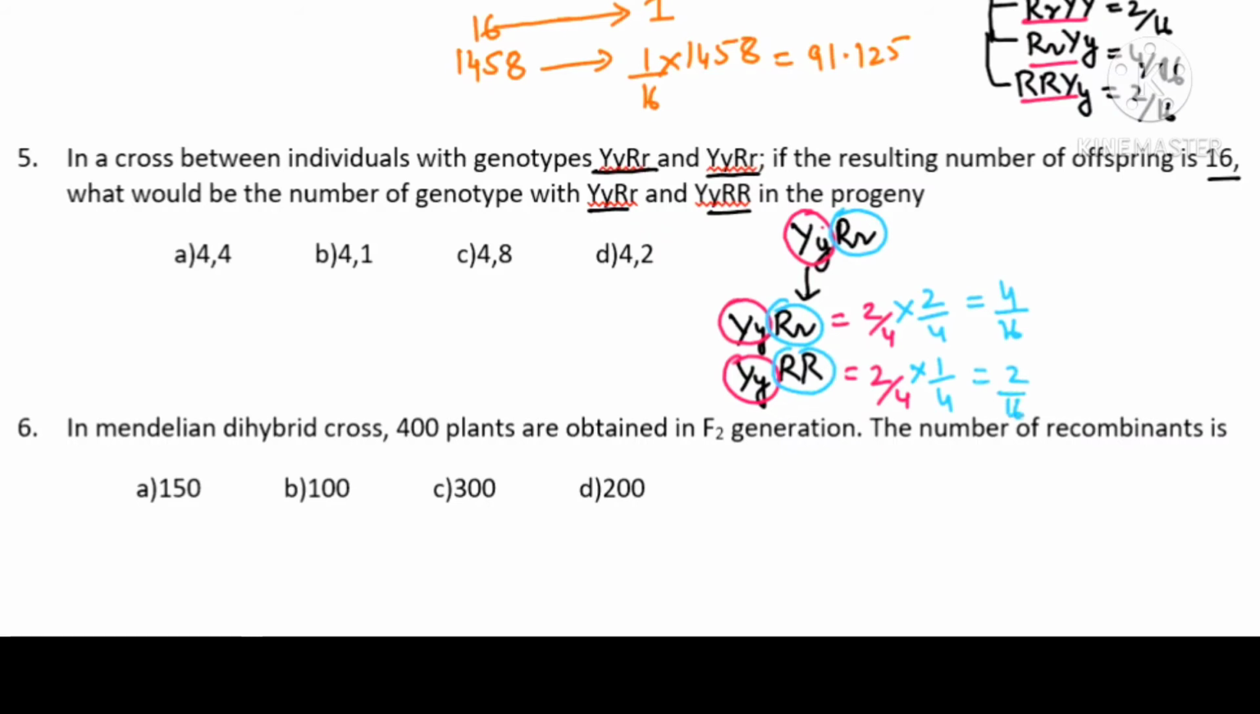So what will be the ratio? One, you will be getting 4 by 16. Second, you will be getting 2 by 16. So now you can tell me which option you will click. Your option will be D. Is it clear?